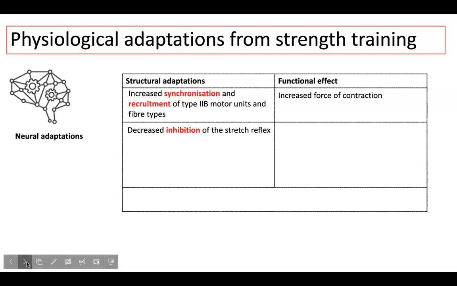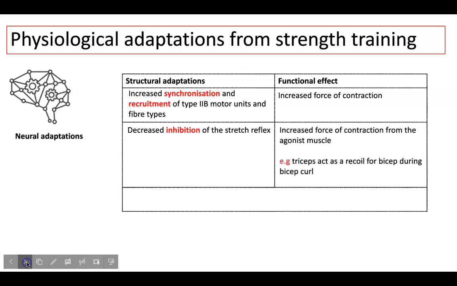Okay, we get a decreased inhibition of the stretch reflex. This means that we can actually stretch further, so essentially we are going to be generating more power in that recoil. So this means getting increased force of contraction from the agonist muscle. For example, tricep acts as a recoil for biceps during the bicep curl. The overall effect is increased speed, increased strength, and increased power output. So there are neural adaptations. Please make sure you have questions for each one and then the overall as well.